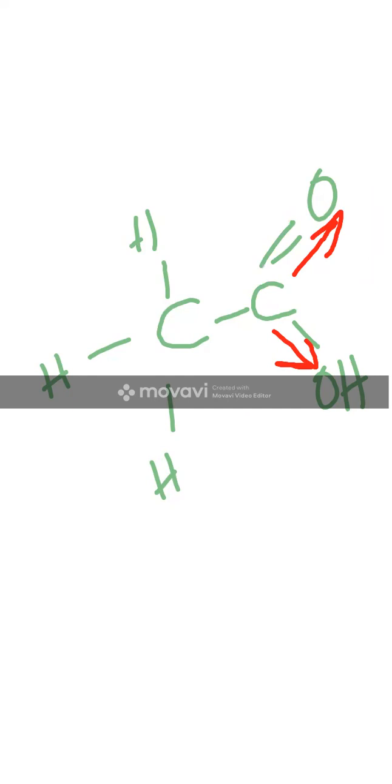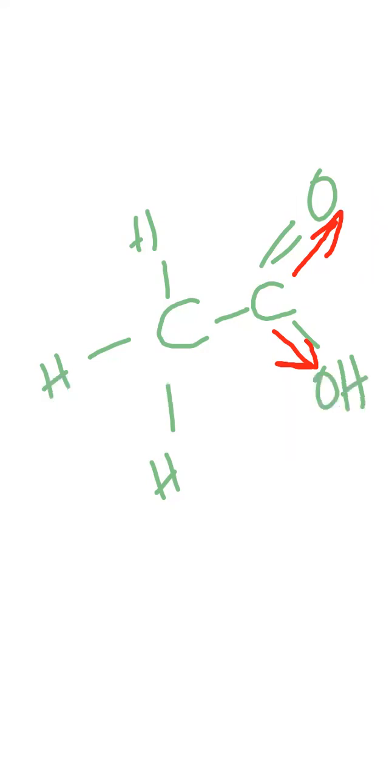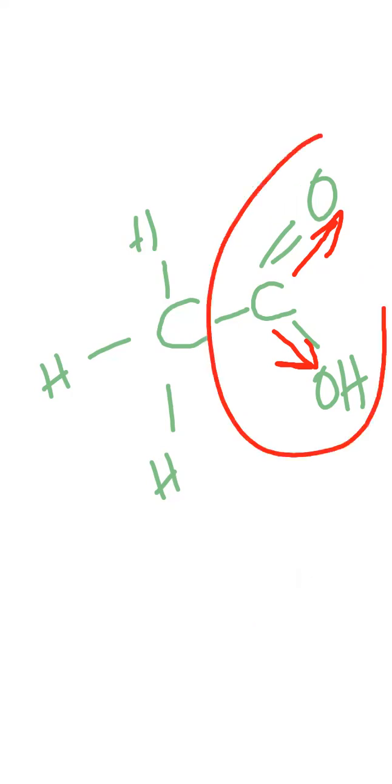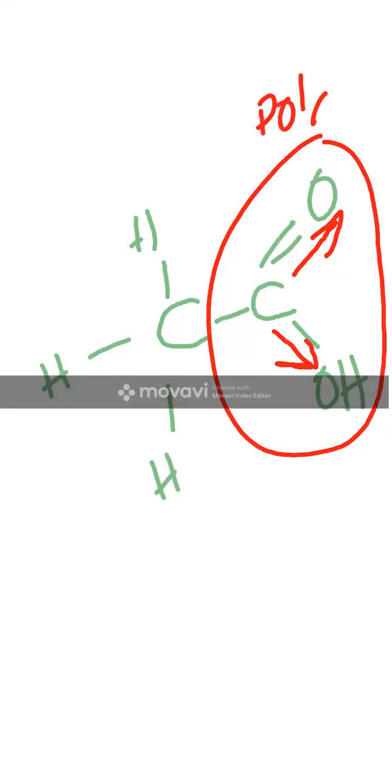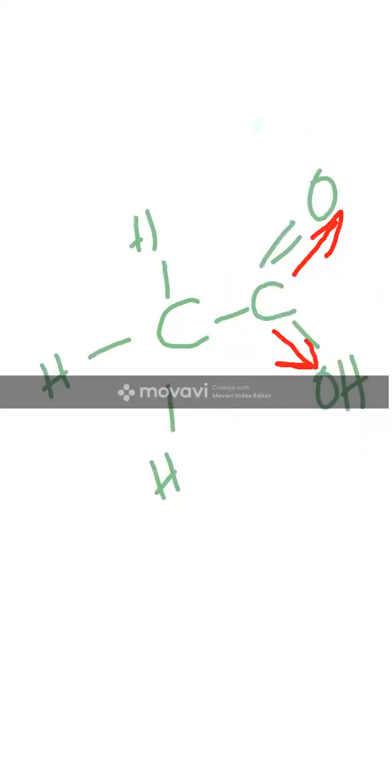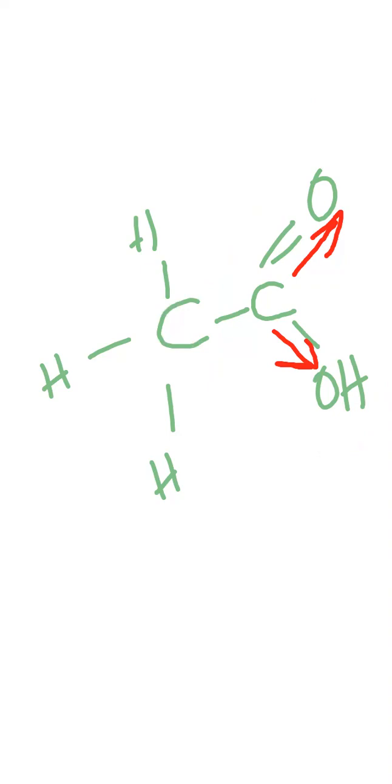And these two cannot cancel each other. They are not exactly opposite to each other. They should be like this, then we can cancel them. They are not canceled, so this end is polar, or the compound is polar. What is this? Carboxylic acid. Carboxylic acid is a polar molecule. So this is the polarity in organic chemistry. This is simple, actually.